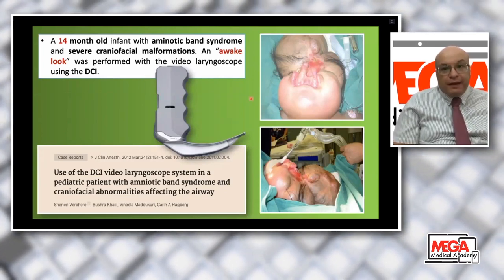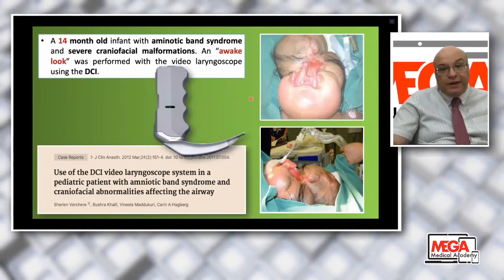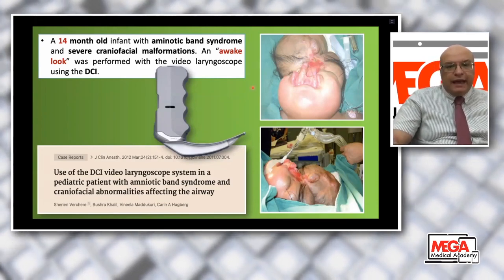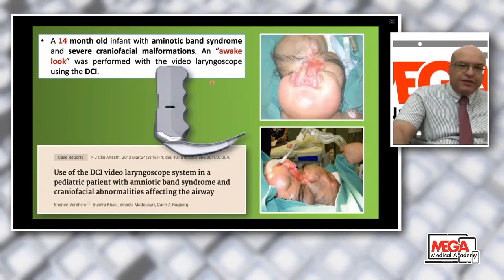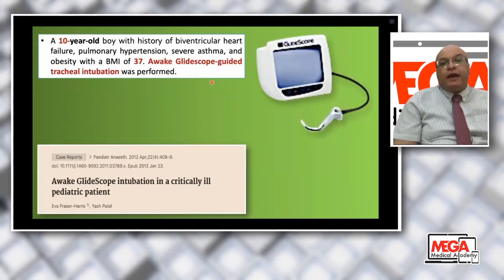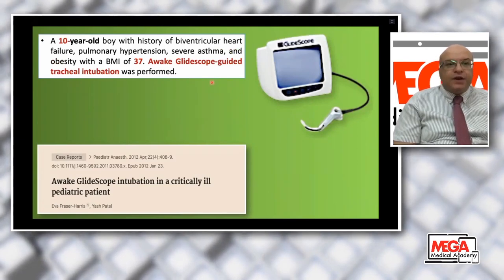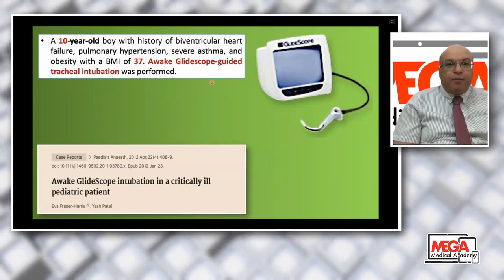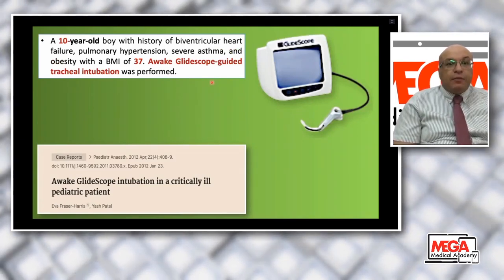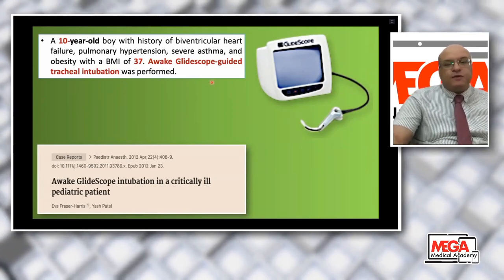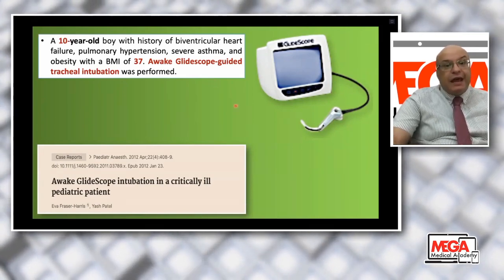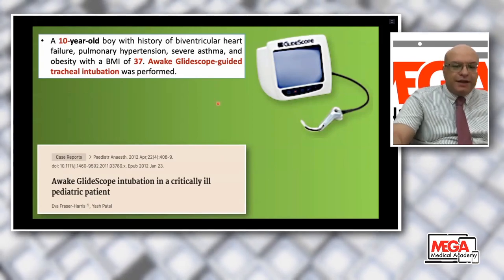Here a concern might be raised: why didn't they intubate directly as long as they can see the glottis before induction of anesthesia? Awake intubation using video laryngoscopes is well known. And here it is reported in a 10 years old boy with morbid obesity and multiple comorbidities with body mass index 37, and awake intubation was accomplished here successfully.